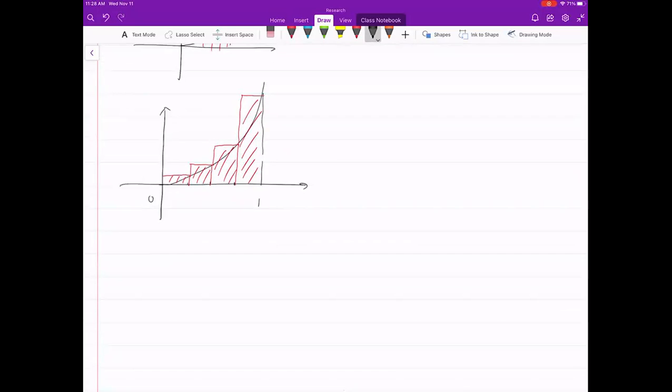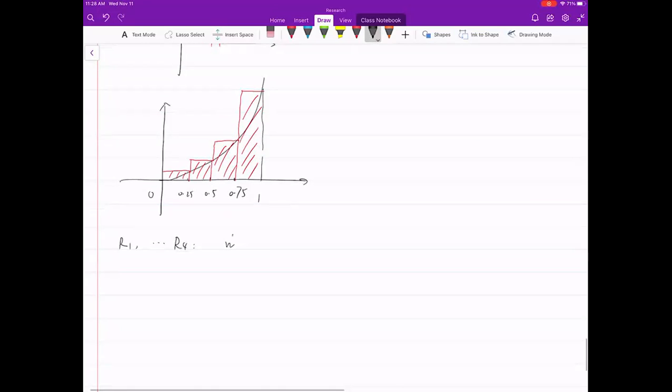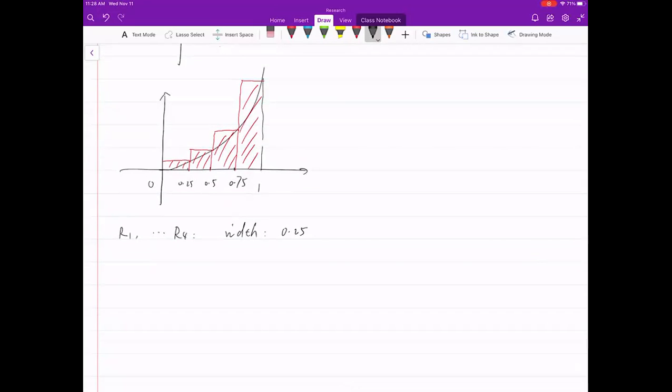Well, we have 4 rectangles, right? We call it rectangle 1 all the way up to rectangle 4. Each rectangle has a width. Let's call the points 0.25, 0.5, and 0.75. Width uniformly is going to be 0.25. Each one is going to have a height.